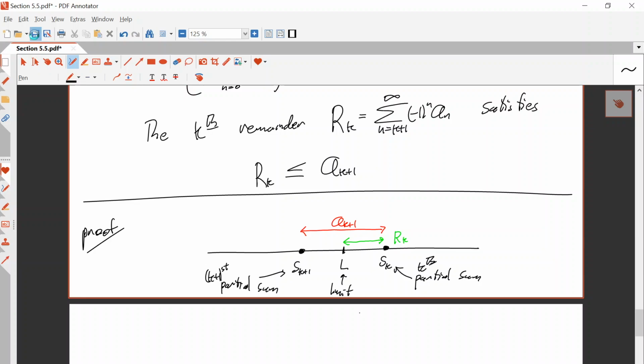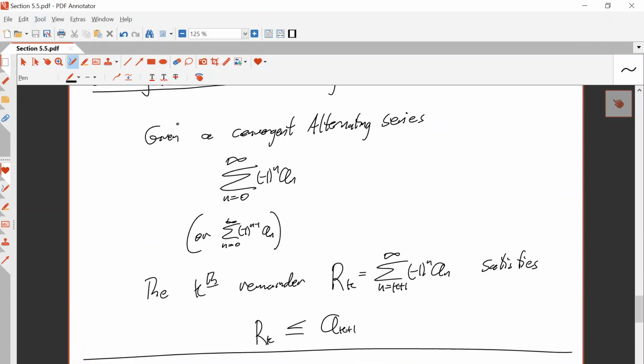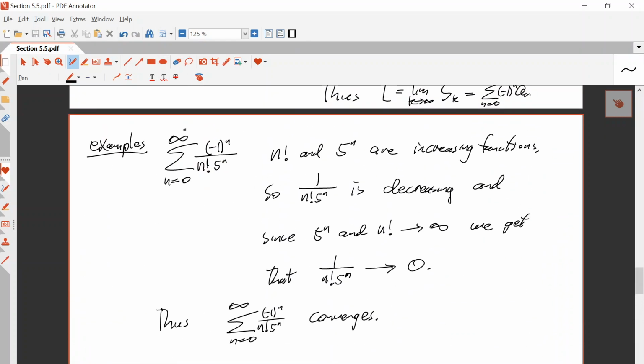So let's go back to that problem that we did before, and let's estimate using that alternating series error estimate.